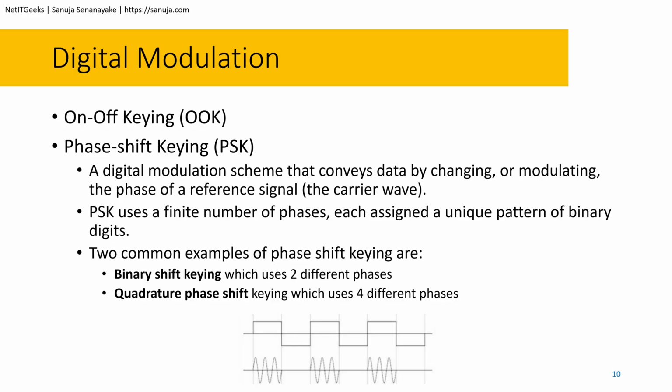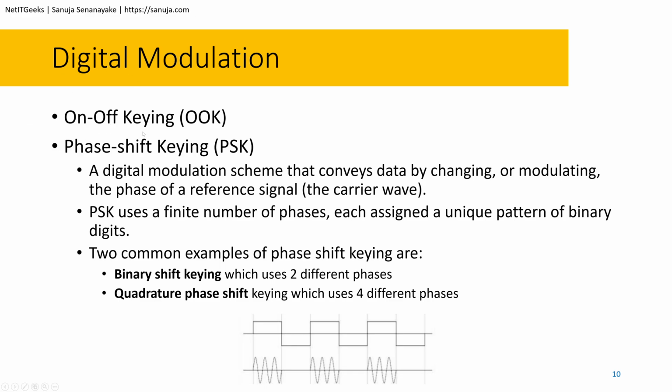It's called phase shift keying, PSK. Phase shift keying is a digital modulation scheme that conveys data by changing or modulating the phase of a reference signal, or the carrier wave. Remember the carrier wave I introduced a few slides back? That's what we are discussing here. So PSK uses a finite number of phases, each assigned a unique pattern of binary digits. Two common examples of phase shift keying include binary phase shift keying, which uses two different phases, while quadrature phase shift keying uses four different phases. Quadra means four and binary is two. So that's all you need to remember with PSK.